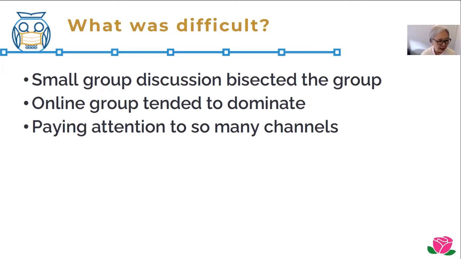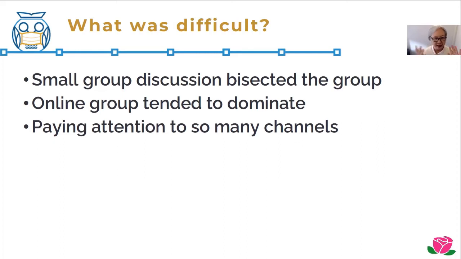Then the online group tended to dominate. Why? Because they were always on screen and they were always on speaker. So whenever they said something, everybody could hear it, whereas we who were on site, if you wanted to say something, you really had to raise your voice.